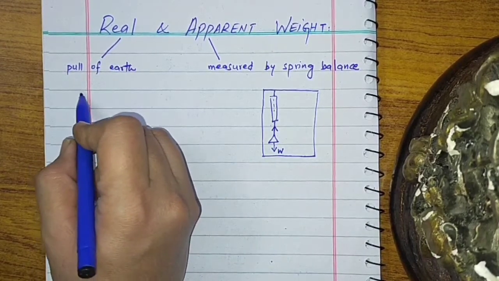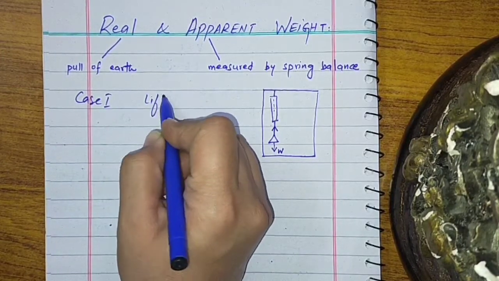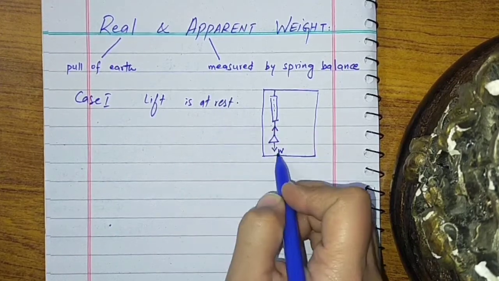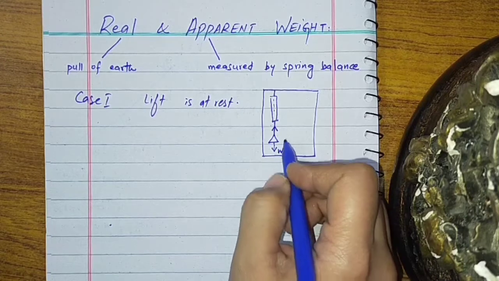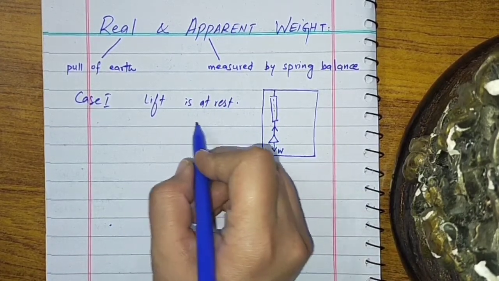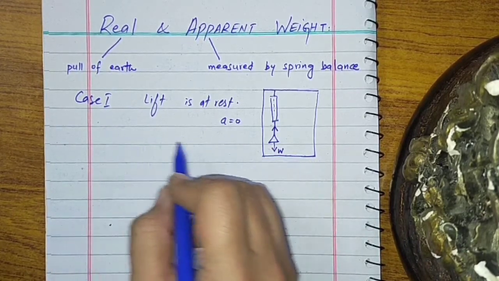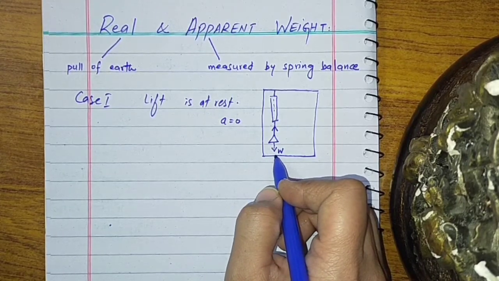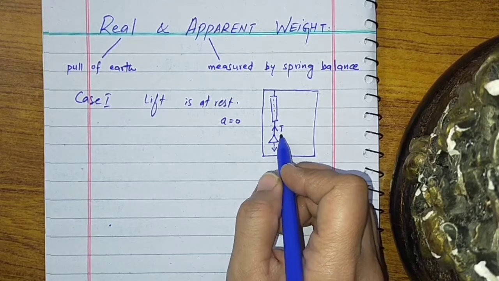First of all, case 1 says the lift is at rest. This means that the lift is not moving, neither downward nor upward. This means that if the lift is not moving, then the acceleration of the lift is equal to 0. So as the lift is not moving, the weight of the body acting vertically downward will become equal to the tension in the string in the upward direction.